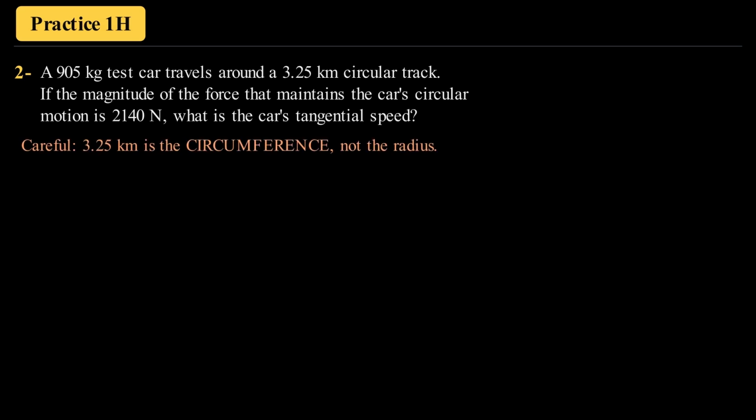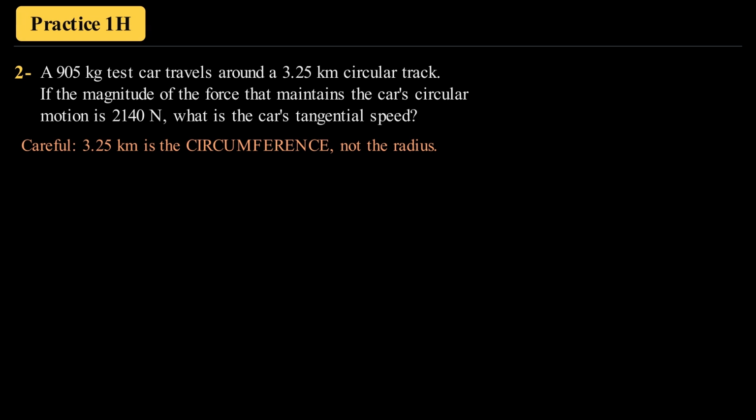It says travels around. It doesn't say that the length or the distance from the axis is 3.25 kilometer. It says the circular track has a distance of 3.25 kilometer. So the circumference is equal to 3.25 kilometer. Change that to meters, that is going to be 3,250 meters.